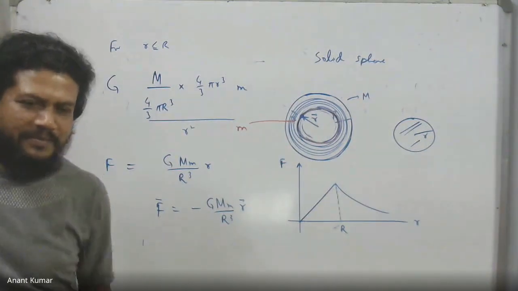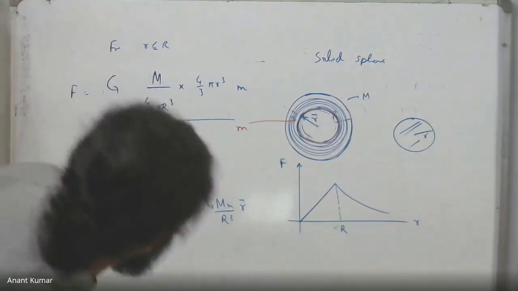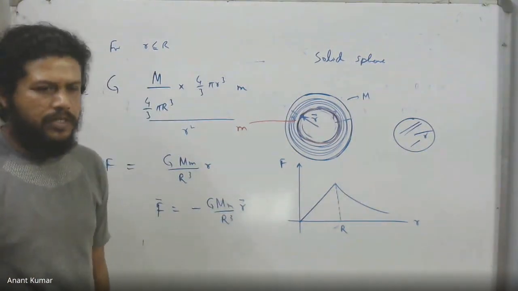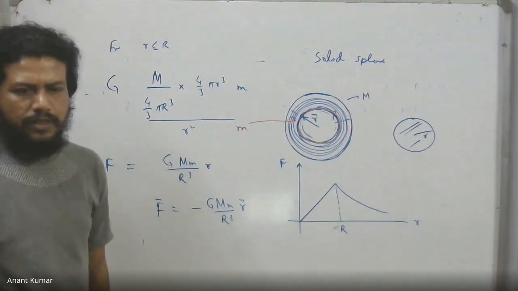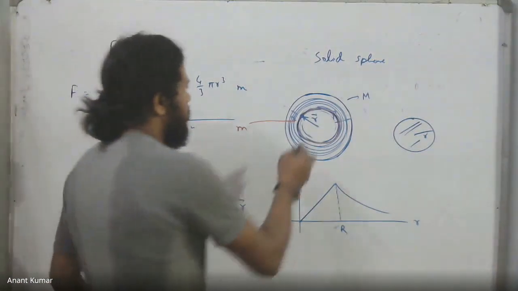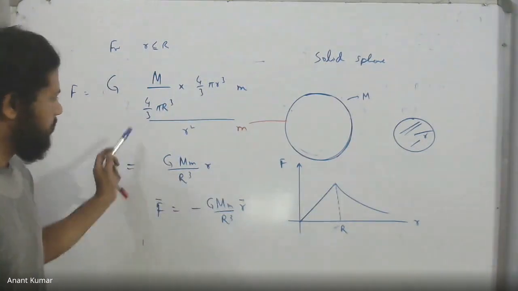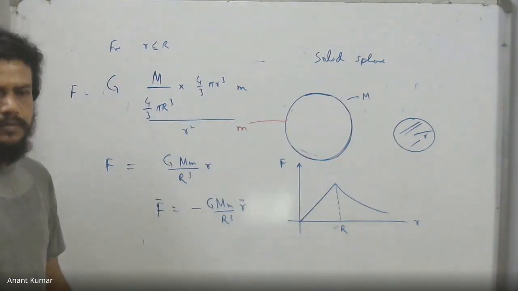Okay, fine. How will the graph for the force versus distance look like for a shell? The spherical shell, sir. F versus R. Up to R it is acting as linear. This is proportional to r. Rest of things are constant. Y equals mx kind of thing.